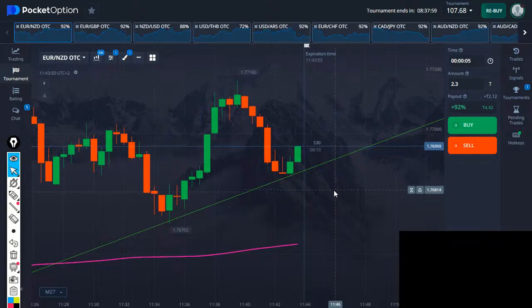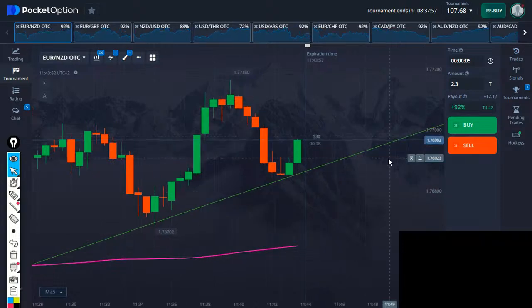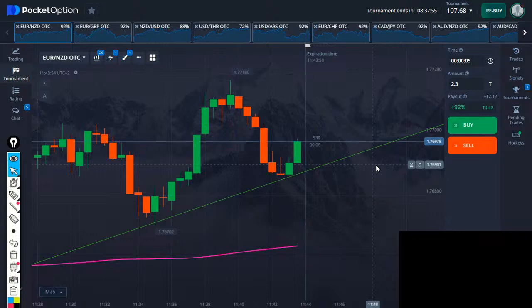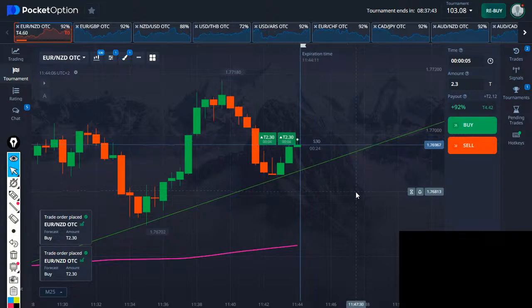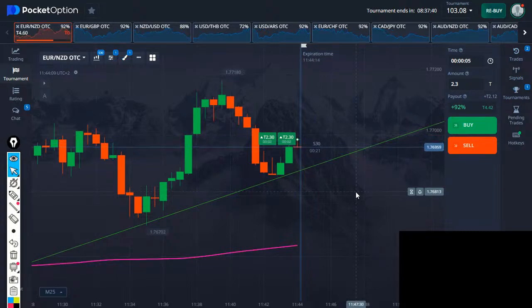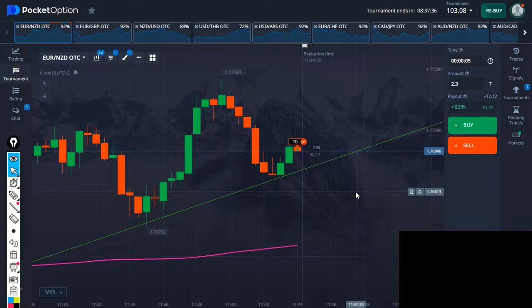Let's wait for green. Show me green, baby. That's green. 28, 27, 26. Go for a buy. Oops, I clicked it twice. Come on. I clicked the thing twice. So 4.6 in this case.